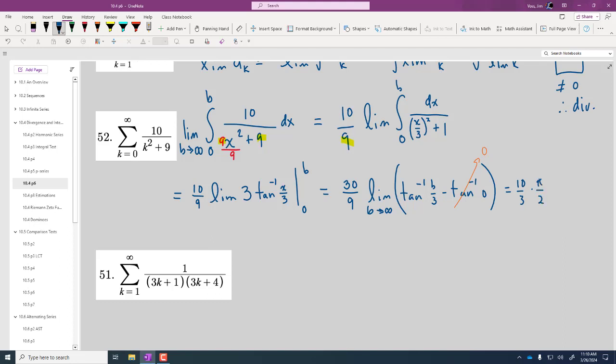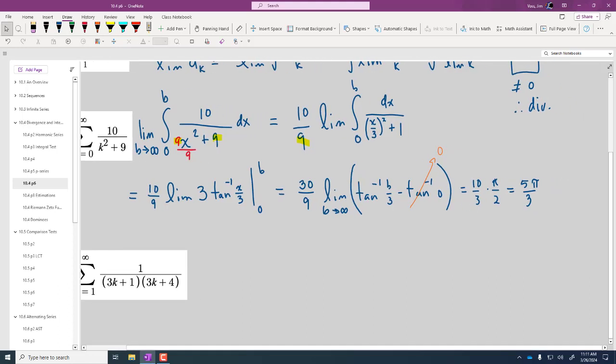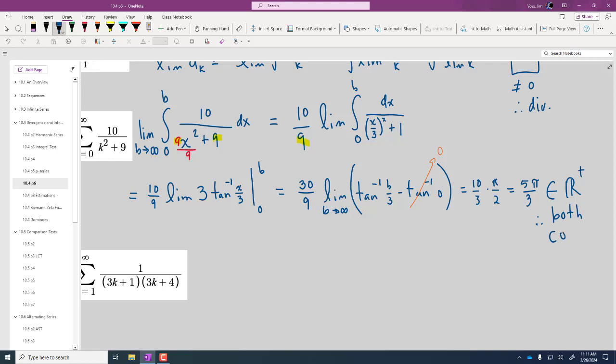So pi over 2, we end up with 5 pi over 3. 5 pi over 3, thank you. So 5 pi over 3, and that's a finite number, that's a positive real, that's an element of the positive reals, therefore both converge. So since the improper integral converges, the series converges.